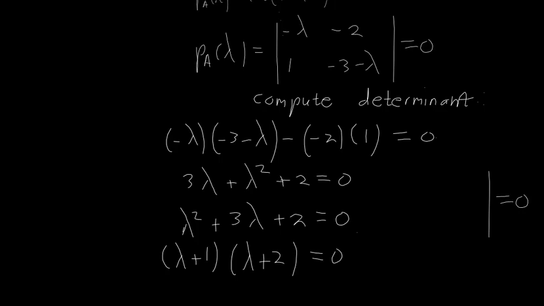Each factor multiplied is going to be equal to 0, so we either have, I'll use another page here because I'm running out of room, lambda equal to negative 1, and lambda equal to negative 2. You'll notice that both of the eigenvalues are negative. So what does that tell us? Well, it tells us that the system should be stable.